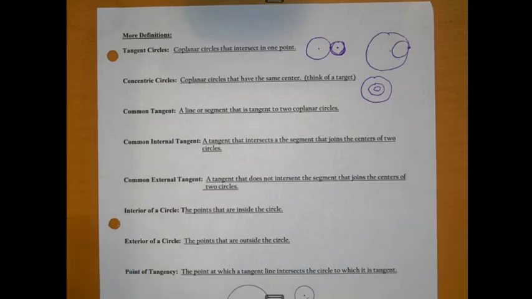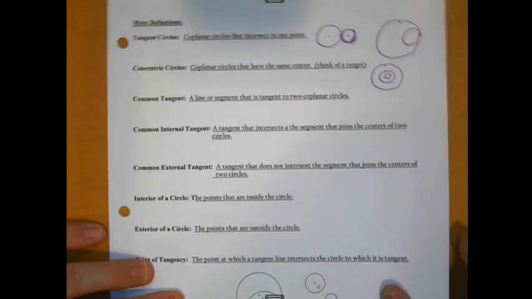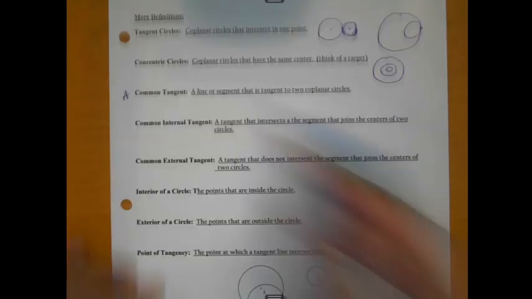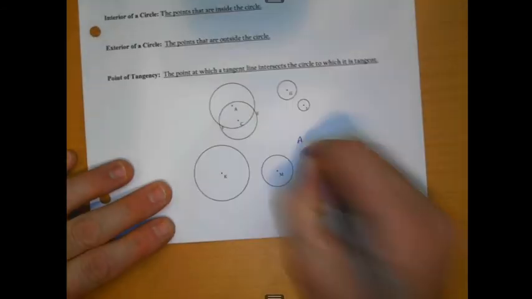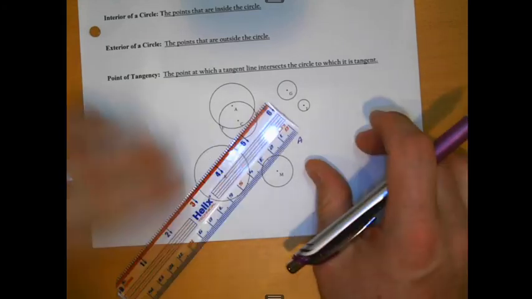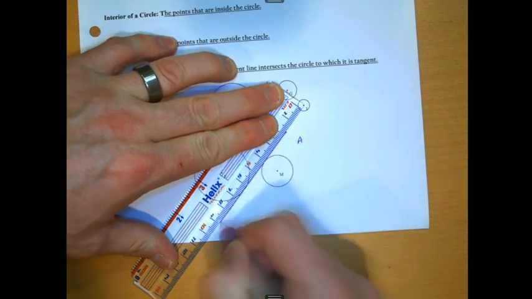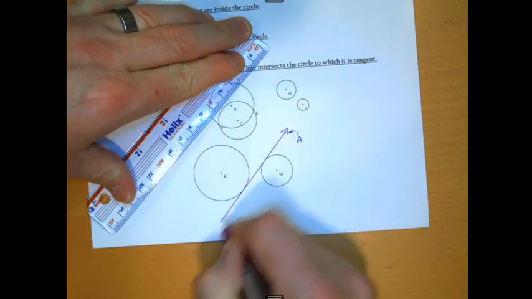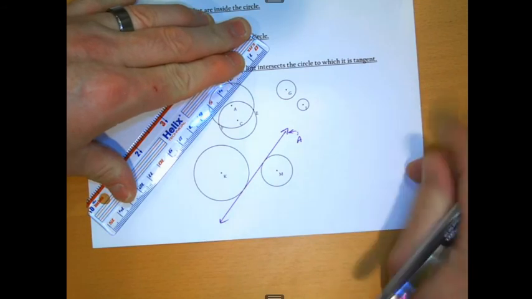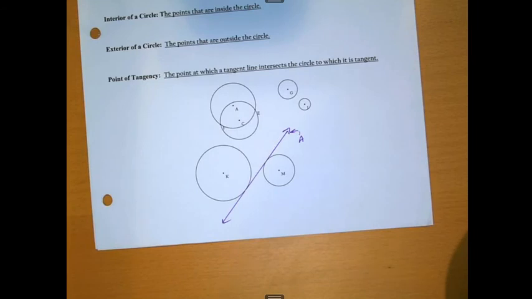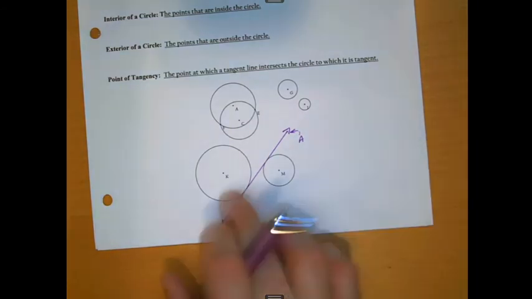A common tangent, I need a piece of paper underneath because I can't write on the wood with this. A common tangent is a line or segment that is tangent to 2 coplanar circles. So let's look at A down here. So A would be this line. Here is a common tangent. So it's going to be tangent not only to M, but it's going to be tangent to K as well. So A is a common tangent. It is a line or segment that is tangent to 2 coplanar circles. 2 circles on the same plane.